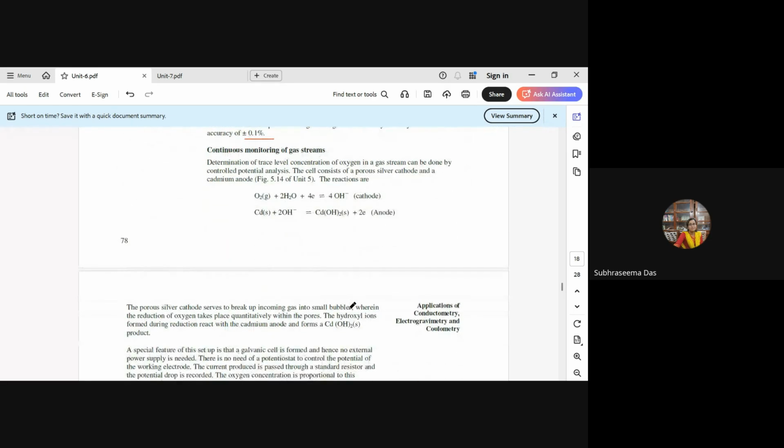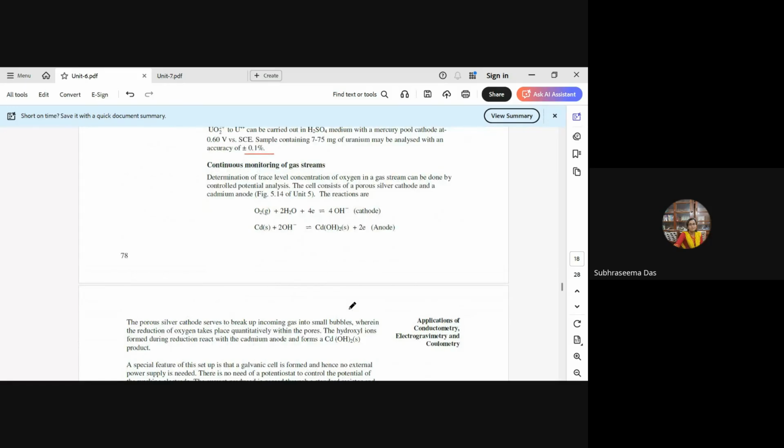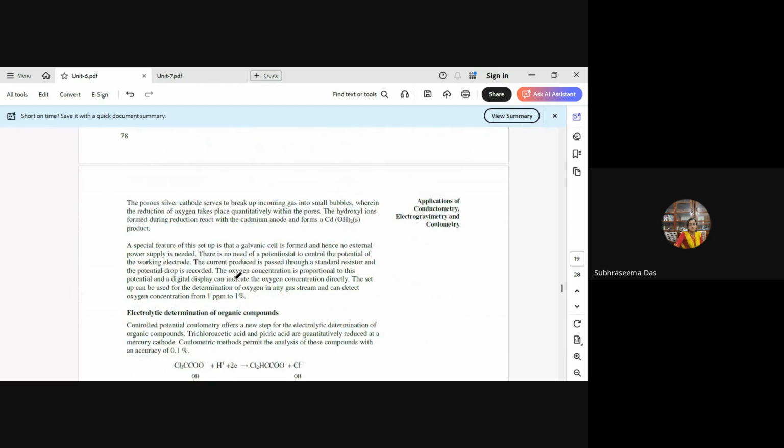Then continuous monitoring of gas streams. Determination of trace level concentration of oxygen in a gas stream can be done by controlled potential analysis. The cell consists of a porous silver cathode and a cadmium anode. The reactions have been given here, this is the cathodic reaction and this is the anodic reaction. The porous silver cathode serves to break up incoming gases into small bubbles wherein the reduction of oxygen takes place quantitatively within the pores.